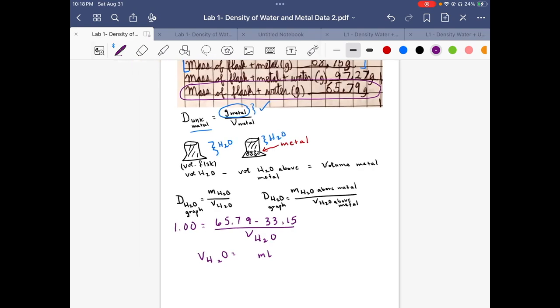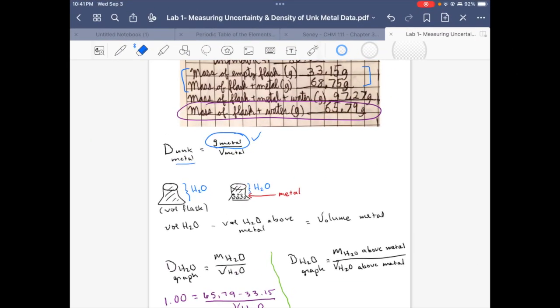And then the second part of this, so I'll go to a different color, is now I've got to find what is the mass of water above the metal. So in this last step where we're finding the mass of the water above the metal, we've got to go back to our data up here and notice we've got the mass of the flask plus the metal plus the water at 97.27 grams. And then we've got the mass of the flask plus the metal.